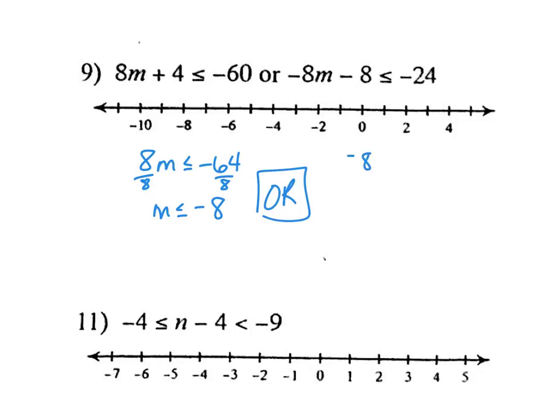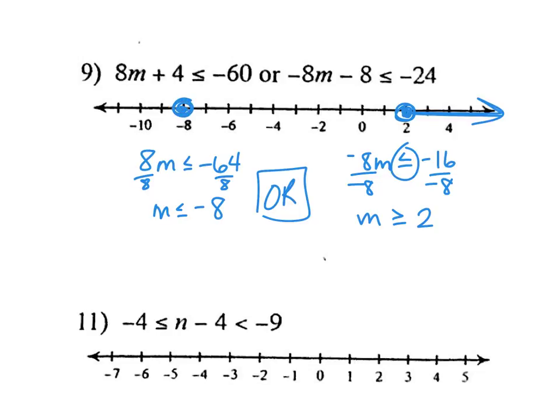So that's going to give me negative 8m is less than or equal to negative 16. This time, divide by a negative. My symbol is going to flip around, so that's going to give me m is greater than or equal to positive 2. Or means they're probably going to be going opposite directions. So greater than or equal to 2, closed and to the right. Less than or equal to negative 8 is going to be closed and to the left.